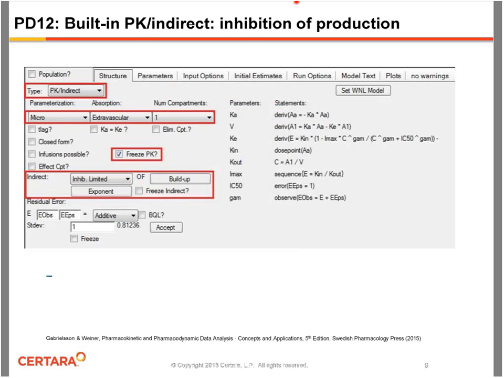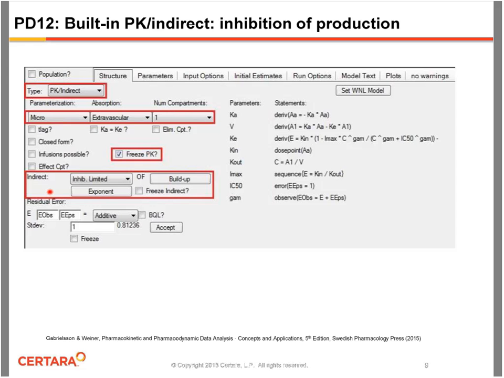Okay. So in Phoenix, there is actually a built-in model that allows one to construct these indirect response models, and that is the grouping PK indirect. So that's in the model type. And so for the PK component, we use microparameterization, extravascular input with one elimination compartment. And since the focus here is to fit the PD parameters, and we have well-characterized PK, we're actually going to just freeze the PK with those PK parameters and focus on fitting the PD parameters.